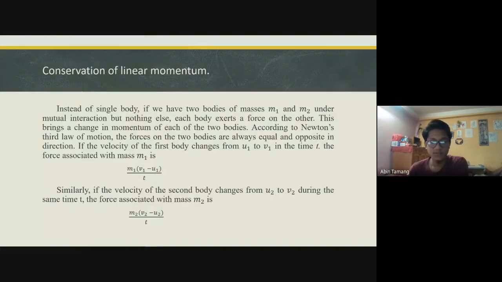Next. Instead of a single body, if you have two bodies of masses m1 and m2 under mutual interaction but nothing else, each body exerts a force on the other. This brings a change in momentum of each of the two bodies.